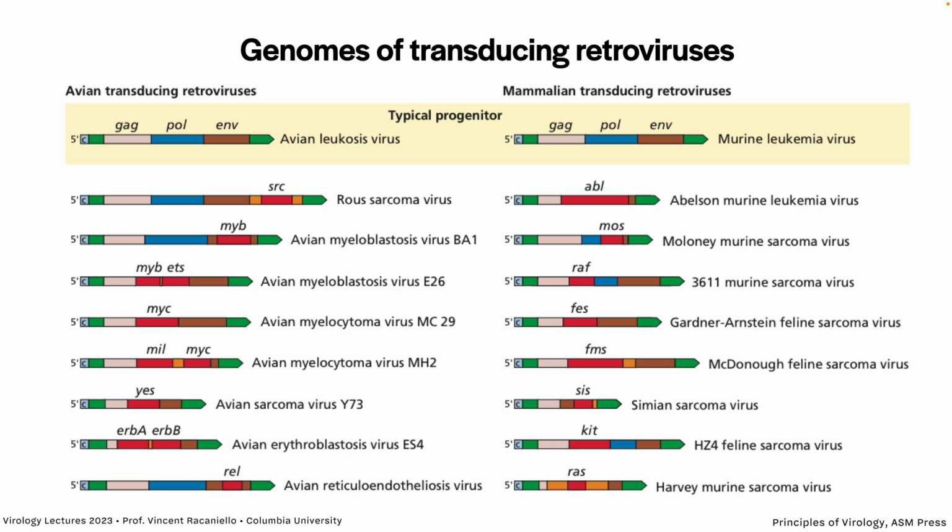So on the left are the avian transducing retroviruses. So we've been talking about chickens, right? So here's Rous sarcoma virus. On the top here is avian leukosis virus. So that's the virus that infects every chicken in the world. And as you said, it's a typical retrovirus. It has a gag, a pol, and an envelope gene. And look at Rous sarcoma virus. It's picked up Src, which is the cellular gene that causes it to transform cells.